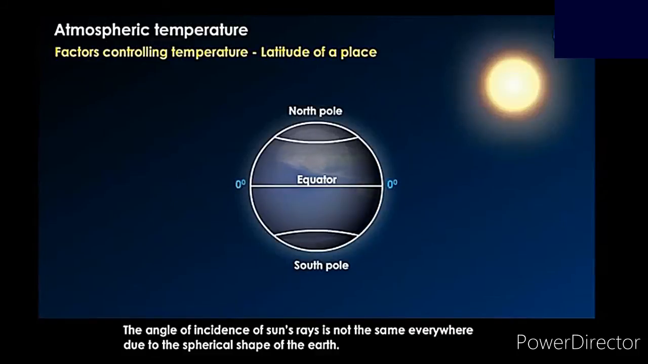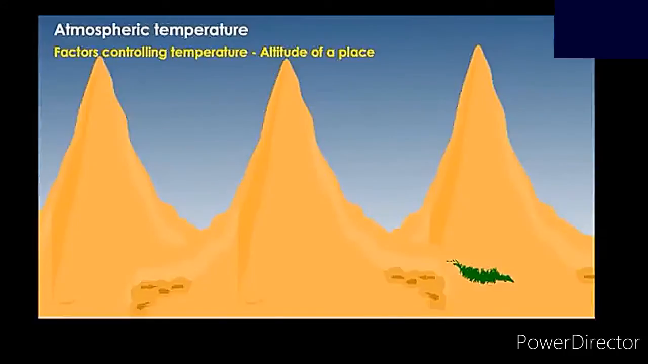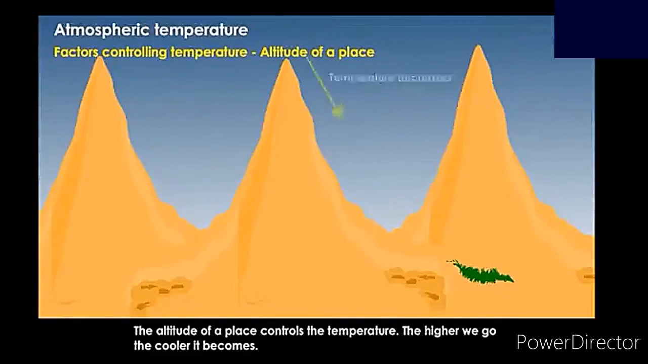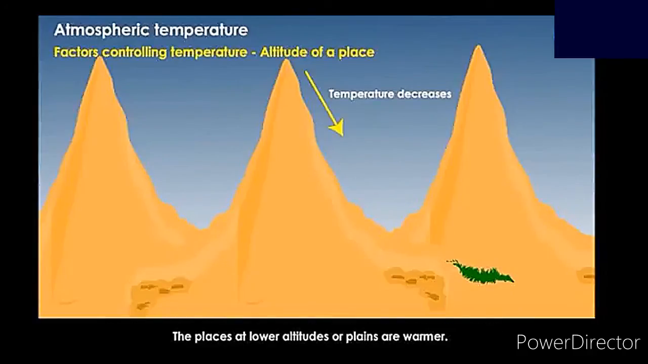The angle of incidence of the sun's rays is not the same everywhere, due to the spherical shape of the earth. The angle of incidence is high on and around the equator and goes on decreasing towards the poles. The altitude of a place controls the temperature. This is because the atmosphere is heated indirectly by the heat of the earth, that is, terrestrial radiation. The places at lower altitudes or plains are warmer.